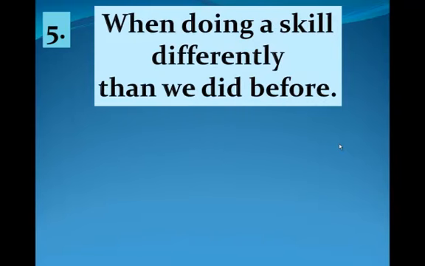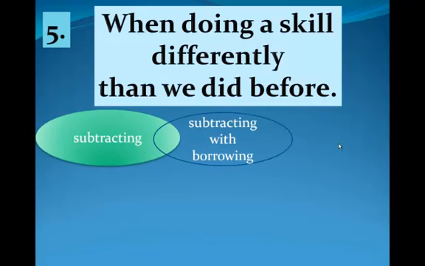The fifth place that would be a great place to use a Venn, or comparing and contrasting, is when you're doing a skill differently than the way you did it before. Maybe we're expanding it and we're learning something new. And so this would be a great place to do a Venn. This helps the kids to make a connection with what they did before, and it helps them to show how we're just extending, especially in math.